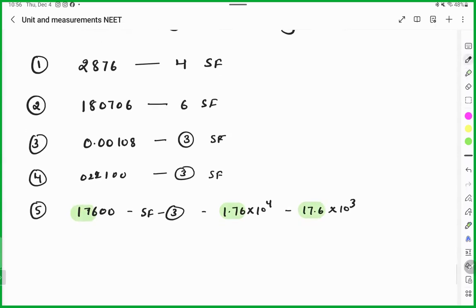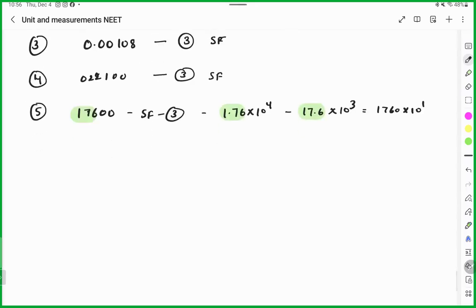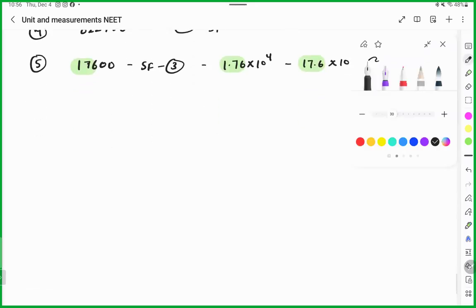Or any other form, like you can take this into 10 raised to power 1. Still the significant figures are 3. Understood? Any doubt? No, sir.